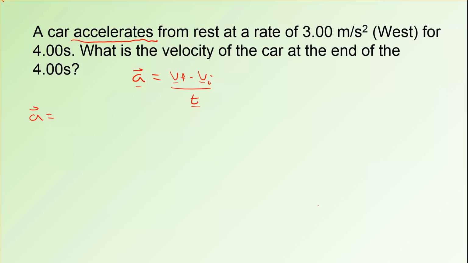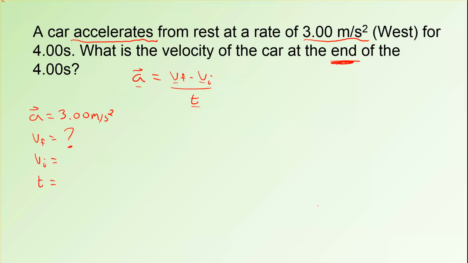So your acceleration, this time we do have an acceleration, and it is 3.00 meters per second squared. I'm just going to write down the rest of everything I'm looking for: Vf, Vi, and t. Those are the possible things I could have. Our Vf, well, we don't have that. It says, what is the velocity of a car at the end of the 4 seconds? If it's at the end, that's my final velocity. That's the thing I'm looking for, so I'm going to put a little question mark there saying that's what we want.